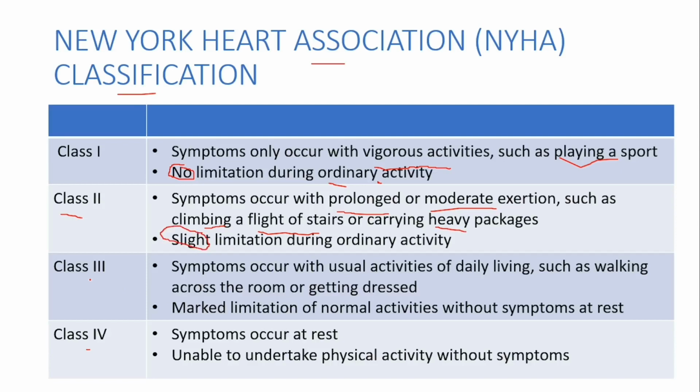Class 3 states that symptoms will occur with the usual activities of daily living, such as walking across the room or getting dressed, and there will be marked limitation of normal activities. And class 4 states that the symptoms will occur at rest, and there will be very marked limitation, like being unable to undertake physical activities without symptoms. So this is very important from the exam point of view. Many MCQs can come from this table, so it is very important to memorize.